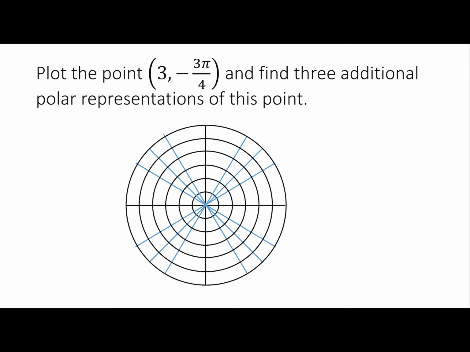So if we have the point 3, negative 3 pi over 4, the best way to do this is to actually plot it. So negative 3 pi over 4 says go clockwise 3 pi over 4, so 1 pi over 4, 2 pi over 4, 3 pi over 4, and then a positive 3 means come from that pole onto that line.